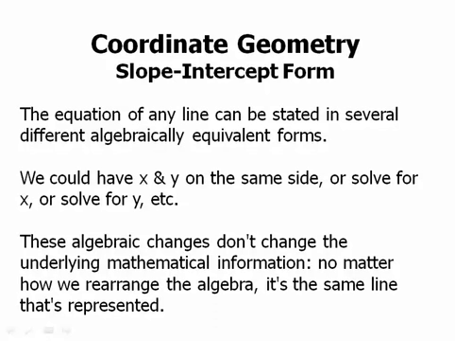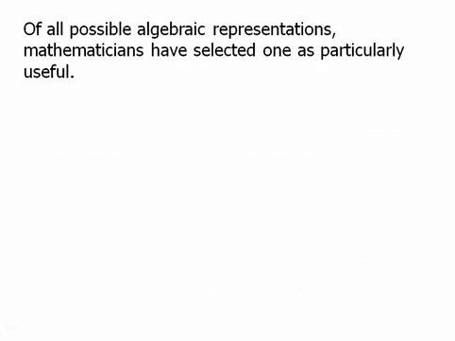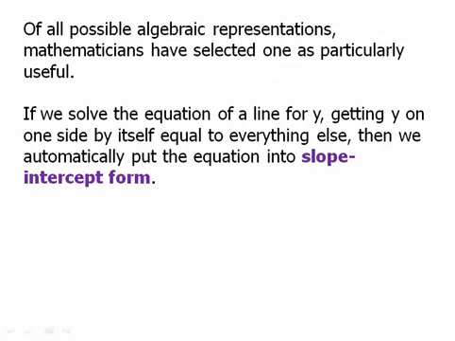As long as we do the same thing to both sides of the equation, we're not actually changing the mathematical information in the equation. Of all the possible algebraic representations, mathematicians have selected one as particularly useful. If we solve the equation of a line for y, getting y on one side by itself equal to everything else, then we automatically put the equation into what is called slope-intercept form.